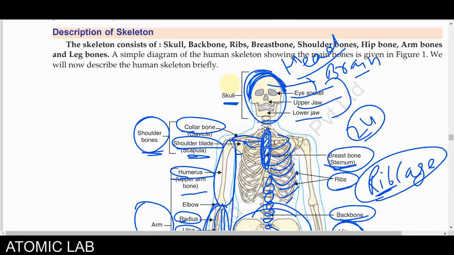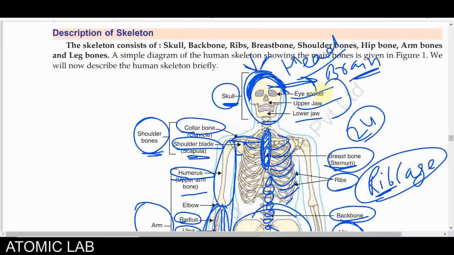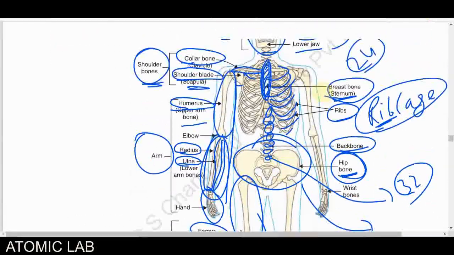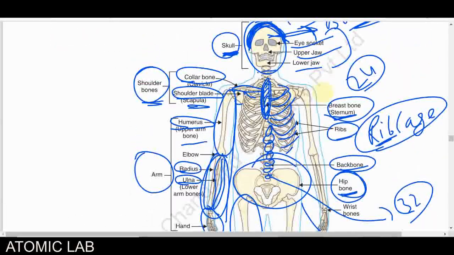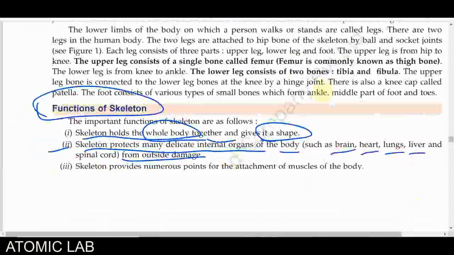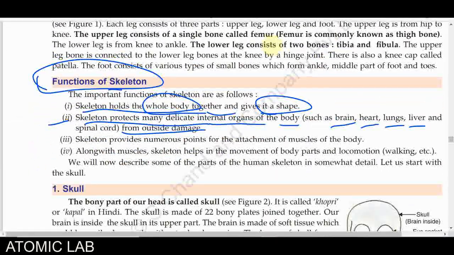Okay, if something strikes or hits our head, our brain will be protected by the skull. तो जो हमारे स्कल्स के अंदर बोन्स है, so the brain will be protected by our skull. सो स्कल्स की जो बोन्स है वो ब्रेन्स को प्रोटेक्ट कर रही है। In the same way this rib cage will protect our lungs, our liver, our kidney. Okay, so most of the internal organs are present in our rib cage and that will be protected by the ribs. So protection of the internal organs is also a function of the skeleton.